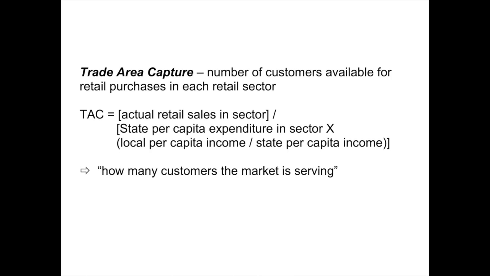If you multiply the state per capita expenditure in the retail sector that you're studying by the income adjustment factor, you get an estimate of how much money someone in your region is spending in that retail sector that you're studying. Finally, if you divide actual local retail sales in the sector that you're studying by the estimated amount that someone in your region is spending in that retail sector, you get trade area capture. And again, this is the number of customers that the particular retail market is serving.